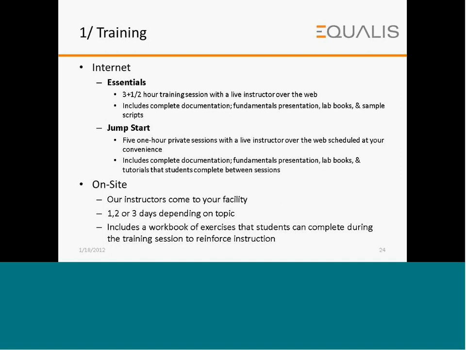Virtual training consists of a 3.5-hour training session with a live instructor over the web. This includes access to complete documentation, lab books, fundamentals presentation, and sample scripts. If time is a constraint, you can also go for five 1-hour private sessions with a live instructor over the web, scheduled at your convenience. This includes access to complete documentation, fundamentals presentation, lab books, and tutorials that students complete between the sessions.